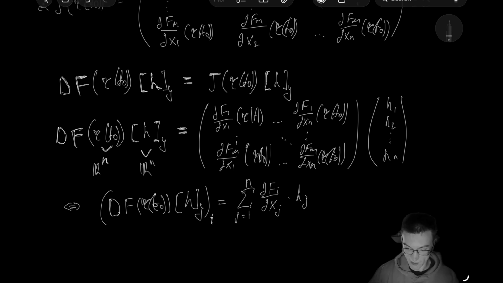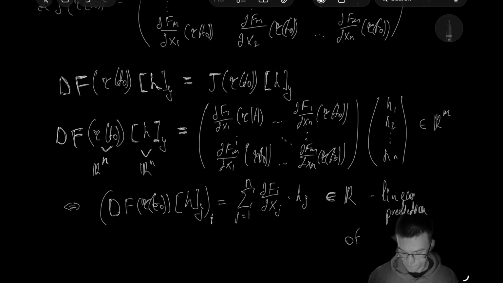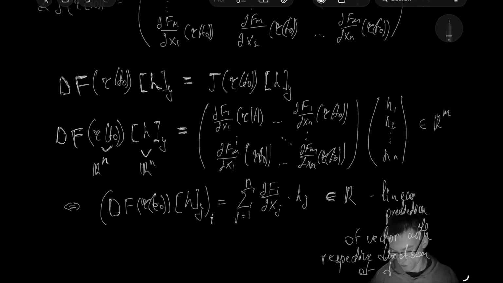So we know that this one belongs to the m-dimensional hyperspace. This is the vector. This is the prediction vector. And this value, which is the scalar value, belongs to the scalar field R. This is the linear prediction of a component, a linear prediction of the vector with the respective direction of the displacement vector h.